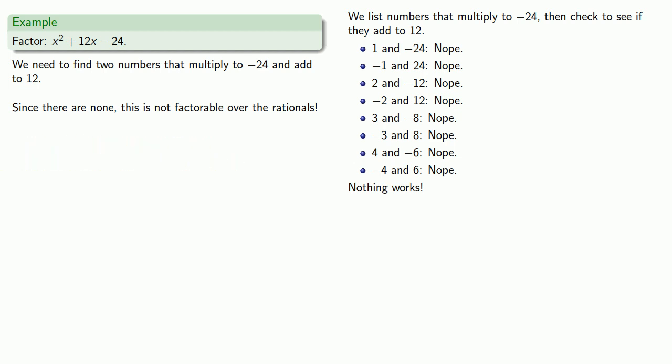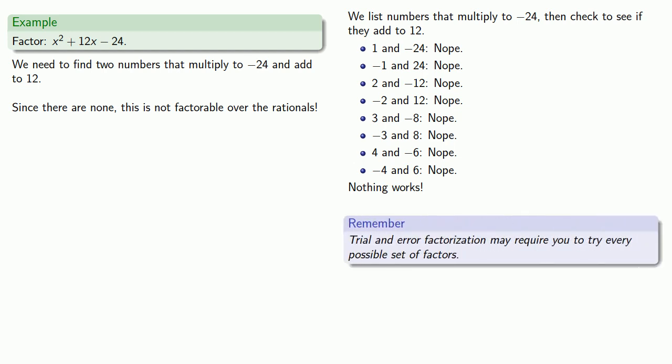And what's important to remember here is that if you choose to use trial and error factorization, you may have to try every possible set of factors before concluding that nothing works. And so this is part of the reason why trial and error factorization should be your last choice of how to factor a quadratic polynomial.